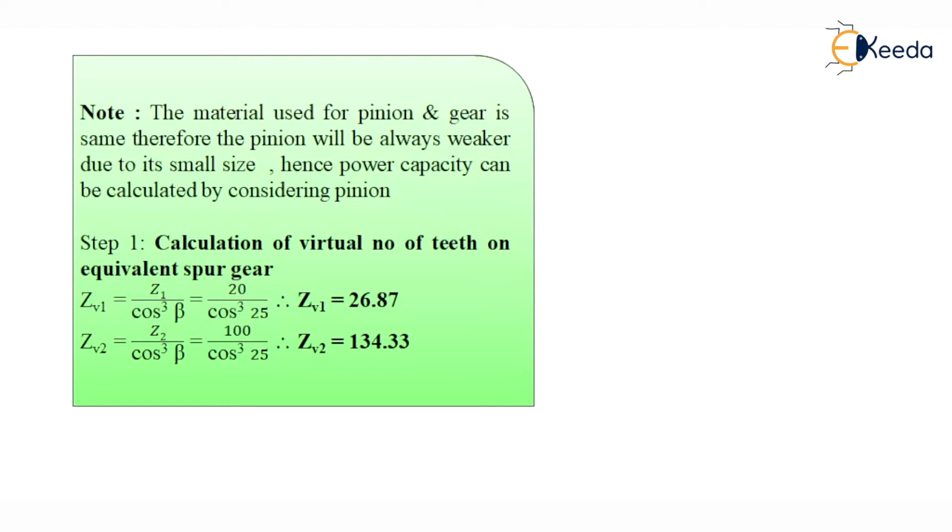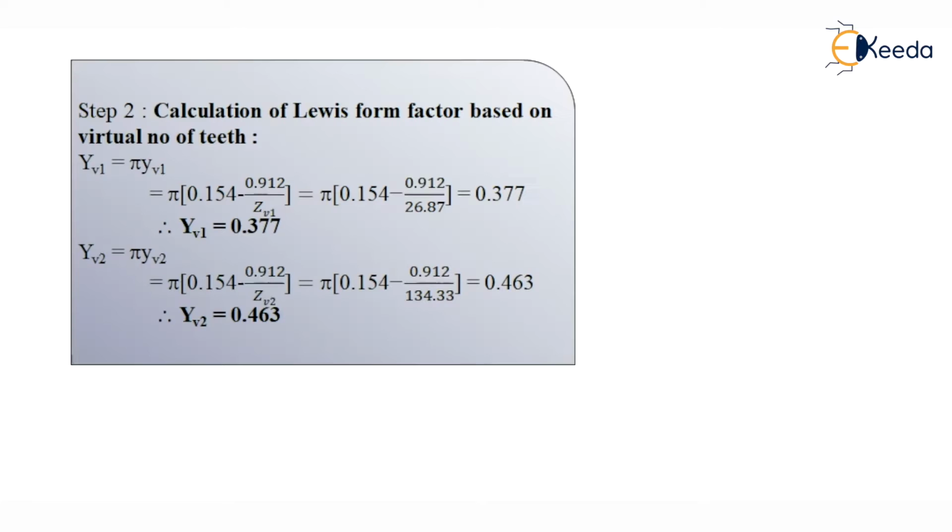So step number 1, calculation of virtual number of teeth on equivalent spur gear. With the formula ZV1 is equal to Z1 divided by cos cube beta is equal to 20 divided by cos cube 25 degree. So we get ZV1 as 26.87. Similarly, in the same formula, if we substitute Z2 as 100, we get the value of ZV2 as 134.33.